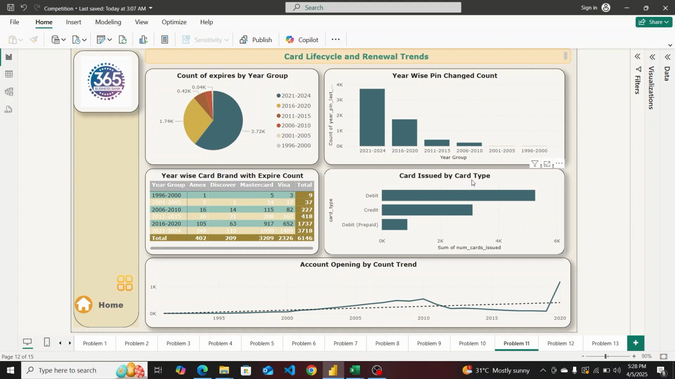Card issued by card types: about 5,256 cards have been issued as debit cards. Account opening by account trend: there is a spike in the number of accounts opened from 2019 to 2022, in which the number of accounts opened has increased.